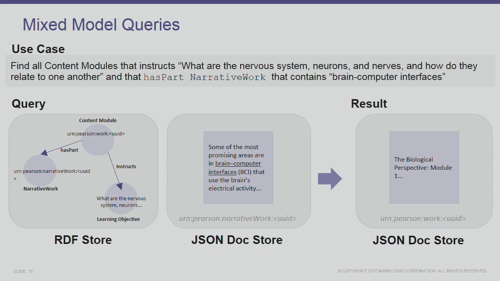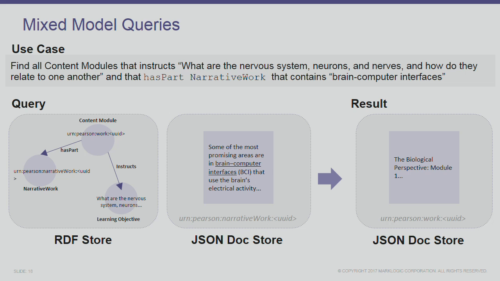So first use case, and I sort of spoke to this with the Venn diagram, is find all content modules. So now I'm looking particularly at a level in the graph for content modules that instruct what the nervous system, neurons and nerves are and how they relate to one another. And that has part narrative work. So I'm looking for something that has instructional and narrative content that's aligned to that particular objective. And then you start to see the full text search need. I'm an editor, and I want to find something that speaks to brain-computer interfaces.